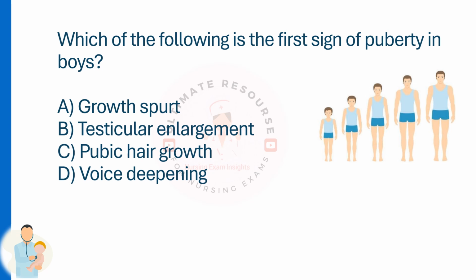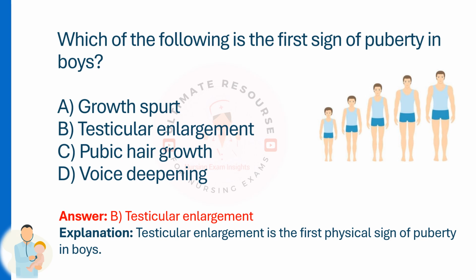Which of the following is the first sign of puberty in boys? Options are A. Growth spurt, B. Testicular enlargement, C. Pubic hair growth, D. Voice deepening. The answer is B. Testicular enlargement. Testicular enlargement is the first physical sign of puberty in boys.